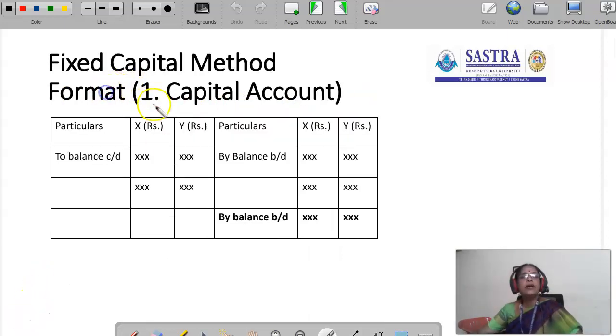This is the format of the partner's capital account under the fixed capital method. This is the opening capital. All the adjustments are made only in the current account, so it is static. This is the opening capital and this is the closing capital. This is the opening capital of the next accounting period. In this way, we have to prepare the capital account under the fixed capital method.